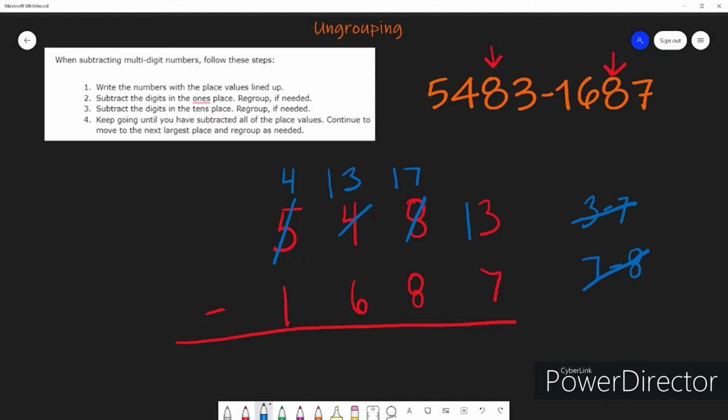13 minus 7 is 6. 17 minus 8 is 9. 13 minus 6 is 7. And 4 minus 1 is 3, leaving us with the answer of 3,796. And that wraps up my video today on subtracting large numbers.